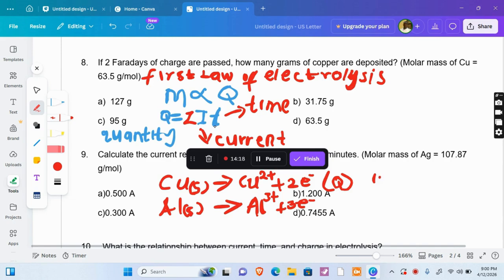The unit of quantity of electricity is farads, basically. But that's not the only unit of quantity of electricity. It is also measured in coulombs. So quantity of electricity is measured in two ways. It's measured in farads and in coulombs.